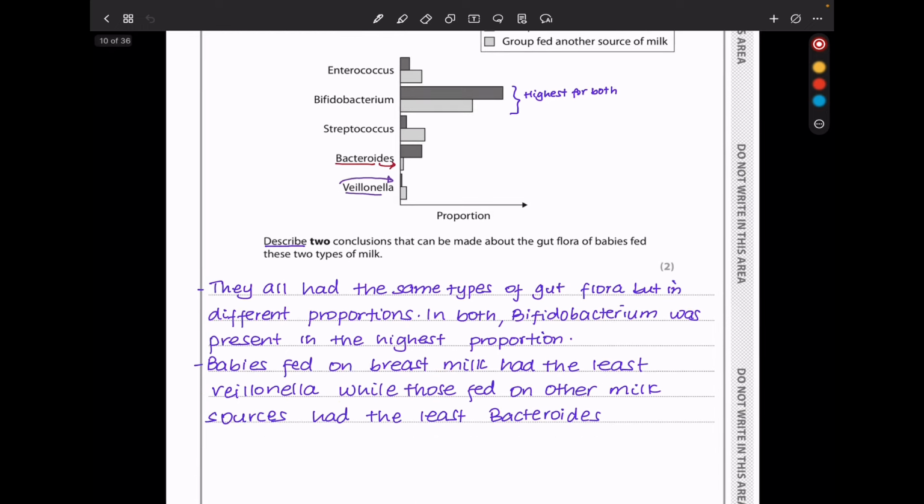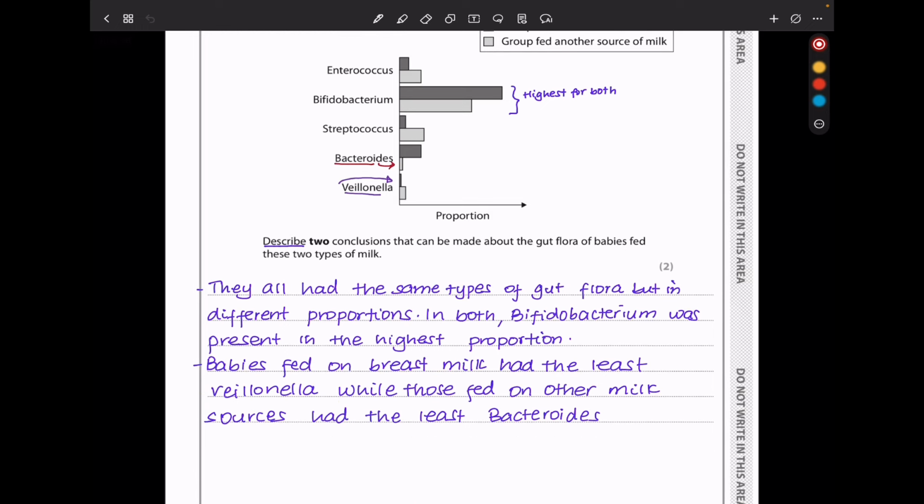So they say describe 2 conclusions that can be made about the gut flora of babies fed these 2 types of milk. So I say they all have the same types of gut flora, but in different proportions. In both, bifidobacterium was present in the highest proportion. Babies fed on breast milk had the least Veillonella, while those fed on other milk sources had the least bacteroides.